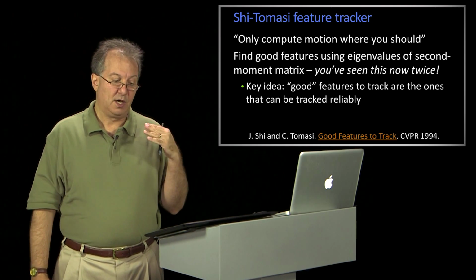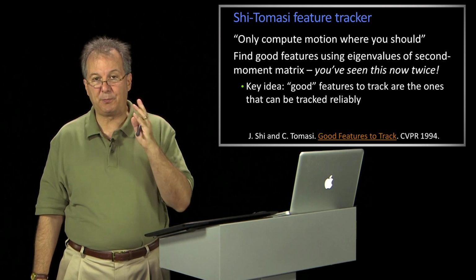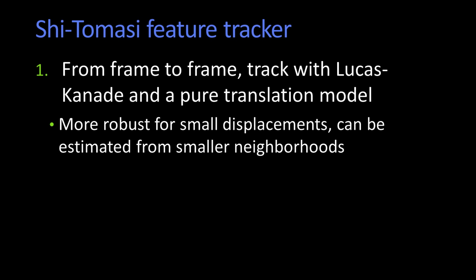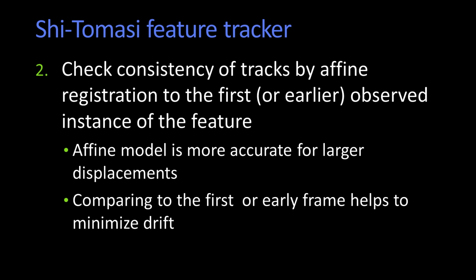And basically, the idea was to just track points that you can track reliably. Their basic algorithm was the following. From frame to frame, you're going to do Lucas and Kanade pure little translational motion, right? Remember, the idea was that we assume that within a given small patch, we're going to find some translation, all right? And what's nice about that is that it's pretty robust for small neighborhoods. You can basically say that they're all translating.